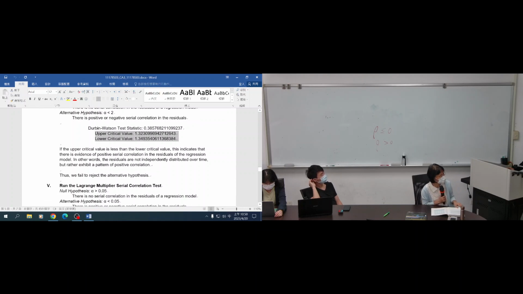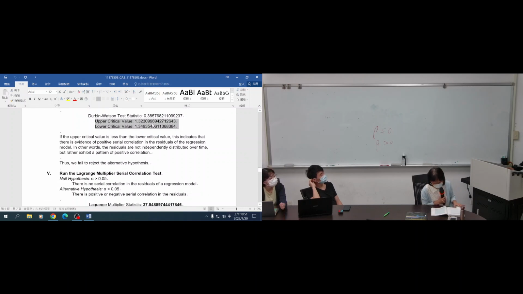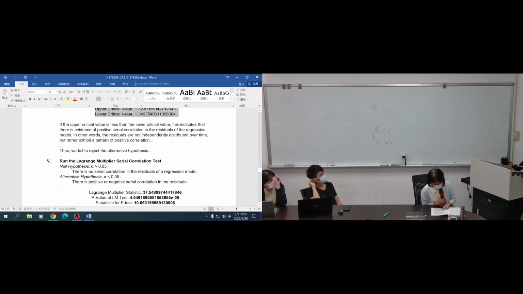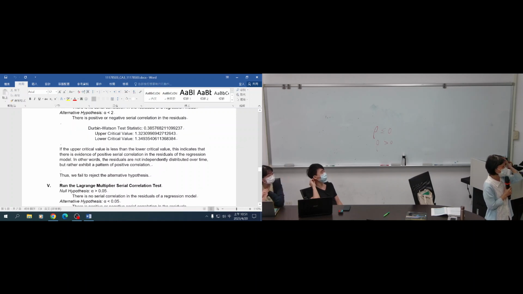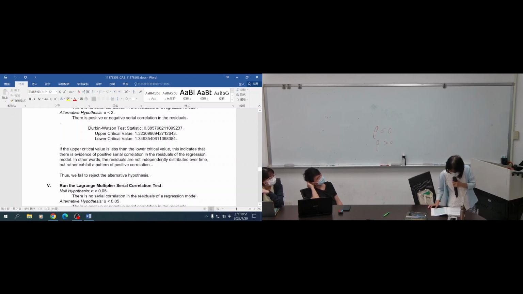Professor, I researched this and what possible explanation I might have. It has been said that if the upper critical value is less than the lower critical value, this indicates evidence of positive serial correlation in the residuals. Wait, if the upper critical value is less than the lower critical value, what do you mean by that? Upper is usually greater than lower. Yes, Professor. That's why I researched how I could possibly interpret this. This was the result from reading some materials, but I'm still not sure.